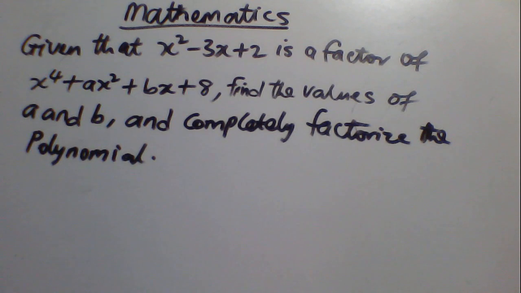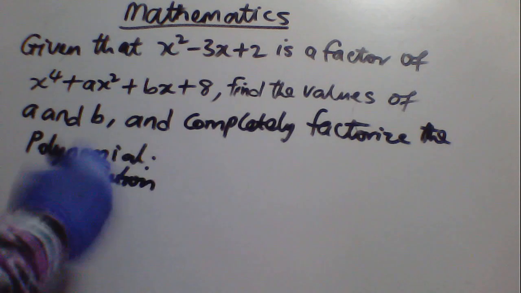Alright, good day, student. You are told that x² minus 3x plus 2 is a factor of x to the power 4 plus ax² plus bx plus 8. You are required to find the values of a and b and completely factorize the polynomial. So how do we solve this type of problem?